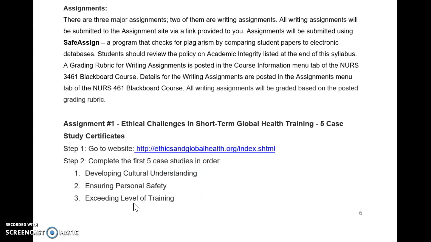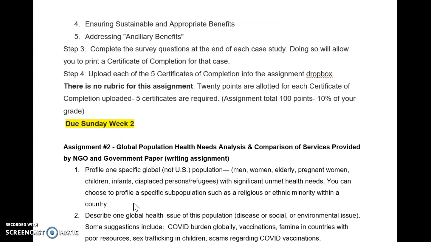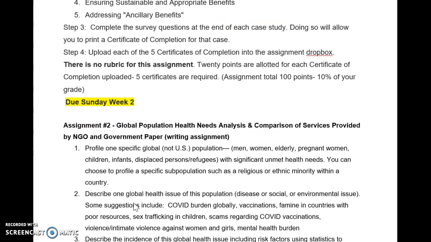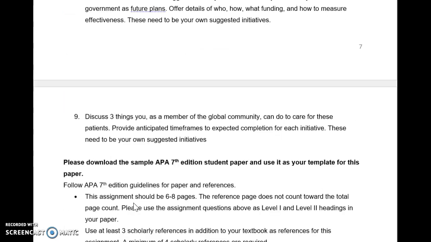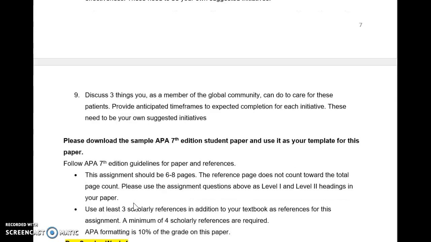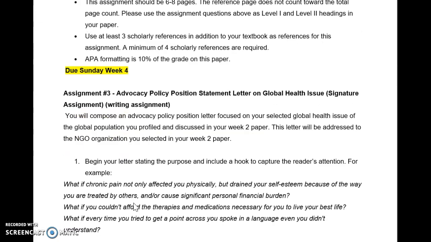This is getting more specific for your first assignment, which is due on June 12th, this weekend. Your second assignment, Global Population Health Needs and Analysis, is described here. Also download the sample APA 7th edition student paper and use it as a template for this. In Blackboard, the example is sitting there for you to download, so you can take a look at that.